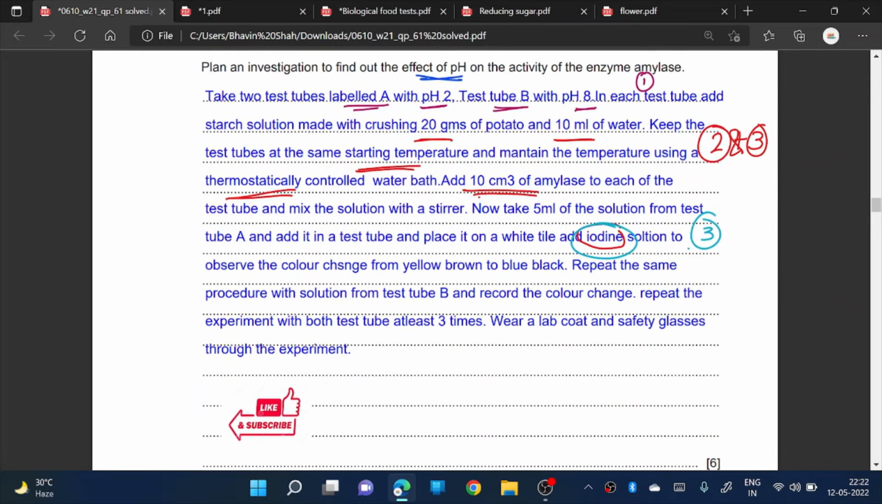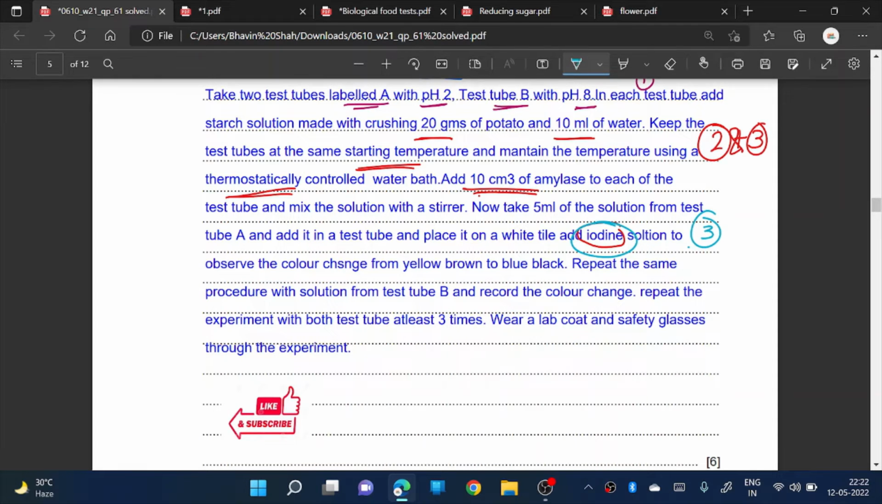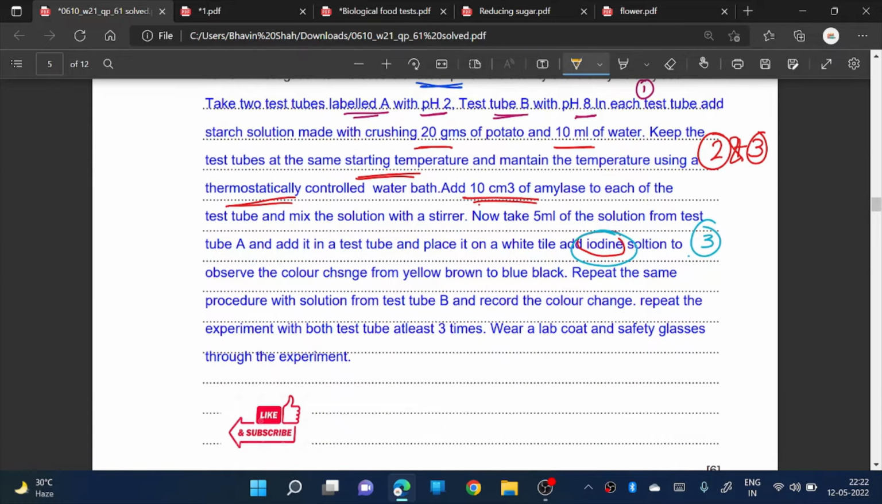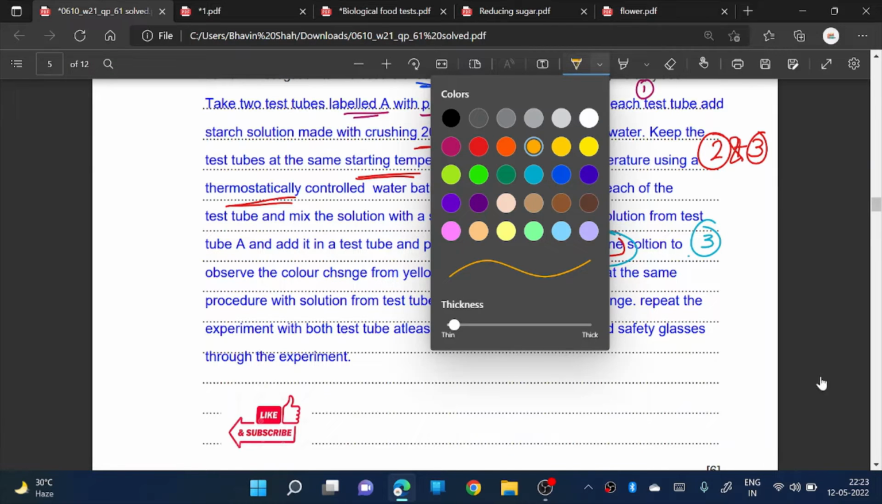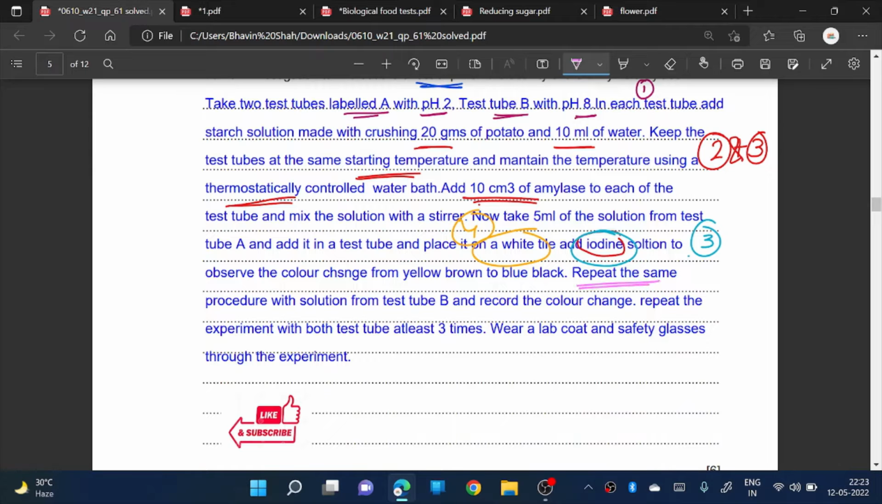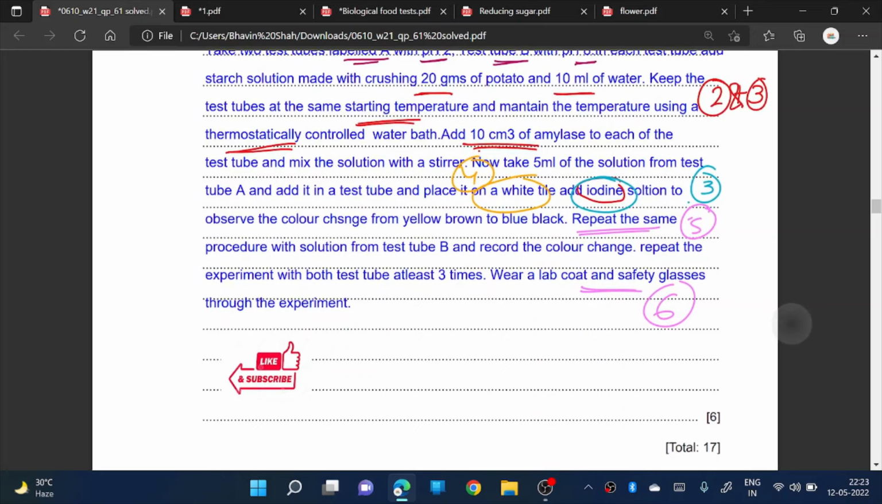Then we are going to use a spotting tile to observe the color change, or place it on a white tile. So this white tile is going to give you your next mark. Okay, then we are also going to make use of the observations or repeat the experiment. So this is your fourth mark. Then we are going to repeat the experiment using the same conditions. This is your fifth mark. Okay, and we are going to look at the safety precautions for your sixth mark. So these are the 6 marks, this is how the marks are gained in this question.